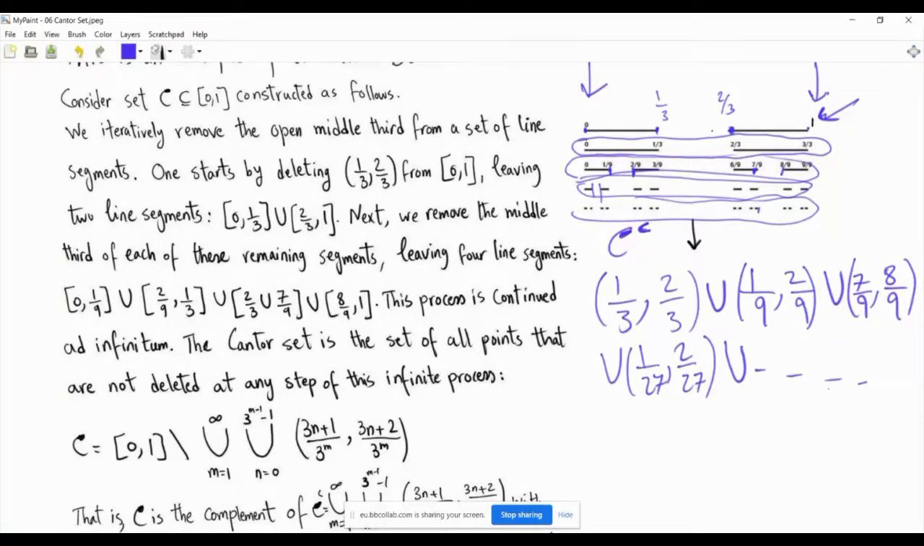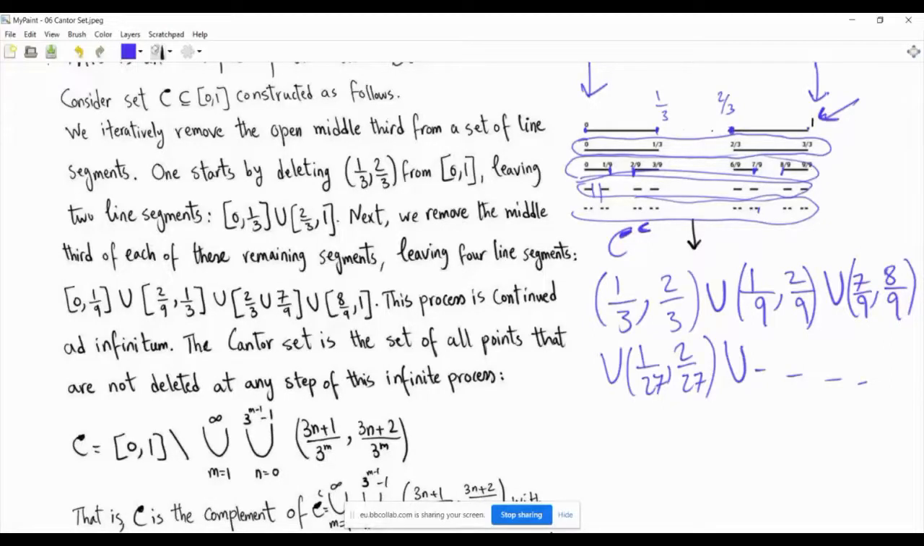So you can think of the complement of the Cantor set as a union. You can show that this union is a countably infinite union of open intervals. By definition, open intervals are in the Borel sigma algebra. And now the complement of the Cantor set can be written as a countable union of those open intervals. So the complement of the Cantor set is guaranteed to be in the Borel sigma algebra.